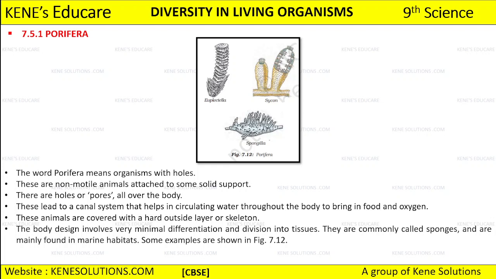Now, this canal system helps the animal in circulating water throughout the body so that it can also bring in the food and the oxygen, okay? And the animals which have these holes on their body are covered with a hard outside layer, which we also call a skeleton, and their body is differentiated into tissues. We commonly call them sponges, and they are mainly found in marine habitats. Okay, and examples of Porifera are Spongilla, Sycon, Euplectella. These are all examples of phylum Porifera.